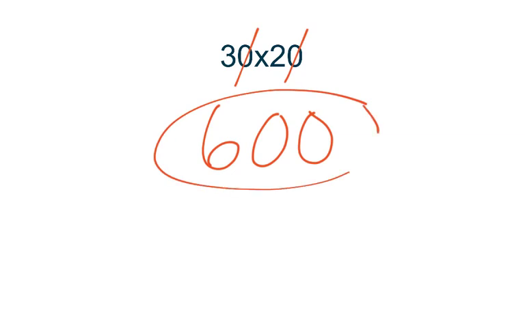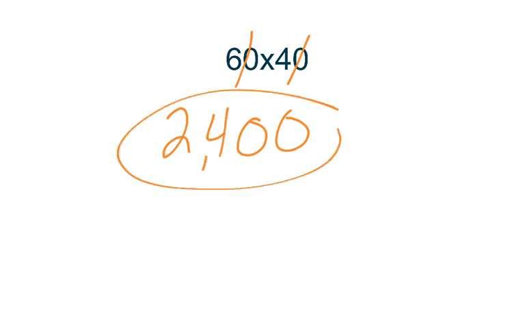The first thing that I want you to do is solve this problem, 30 times 20. Go ahead and solve this problem now. When solving this problem, we talked about crossing out those two zeros, bringing them down for our product, and then 3 times 2 is 6. So that would be the answer here, 600.